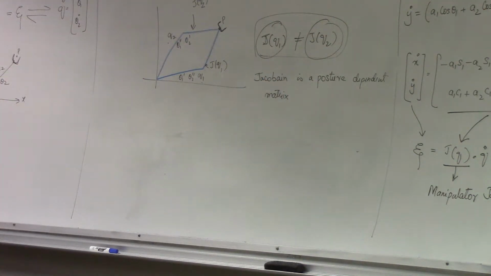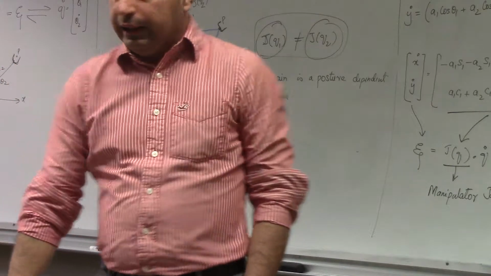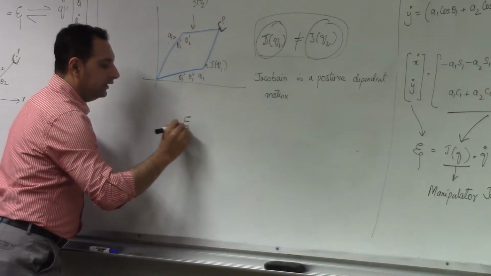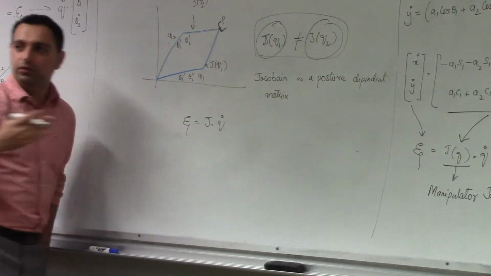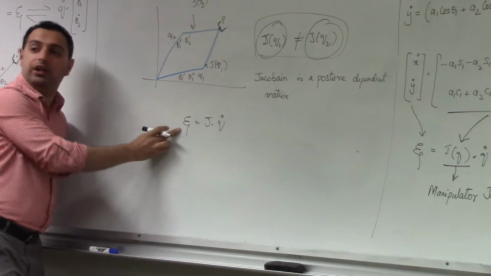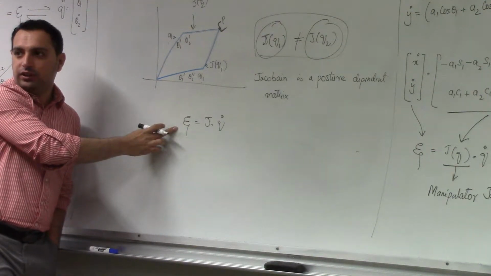Professor, the Jacobian matrix determines the velocity of the... It's a mapping between, so when you write eta is equal to J of Q times Q dot, that means it's mapping the joint velocity into end effector velocity, okay?